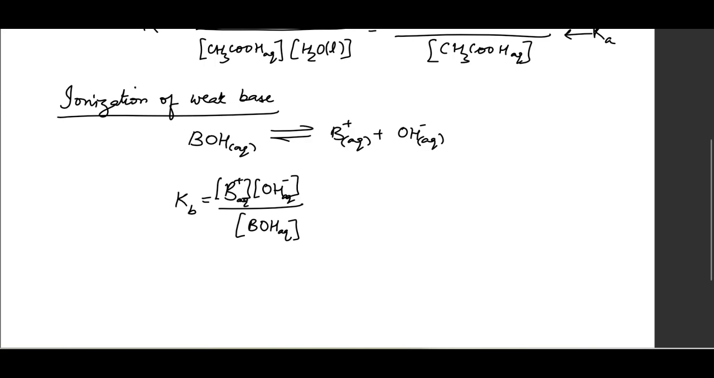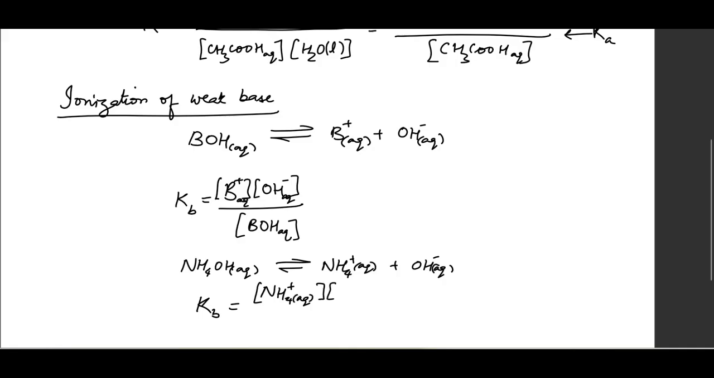For example, NH4OH, ammonium hydroxide, is a weak base, and it dissociates into the ammonium ion and OH minus. So we can write the dissociation constant of this base NH4OH as the concentration of the products, NH4 plus aqueous, multiplied by the concentration of OH minus, the hydroxyl ion, divided by the concentration of the reactant NH4OH. Concentration we indicate in square brackets.